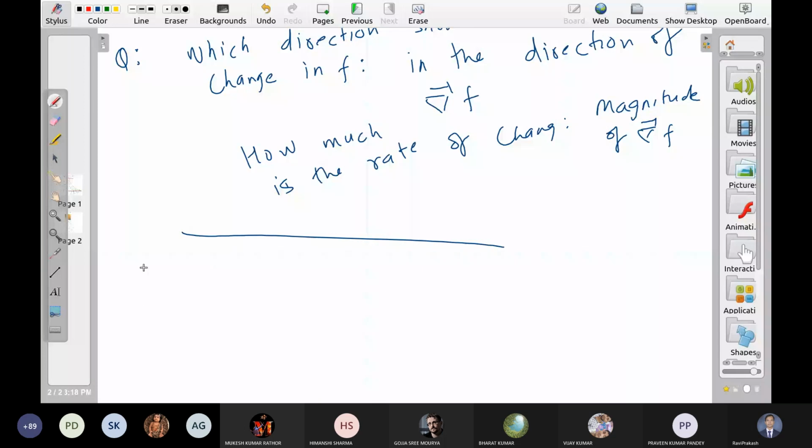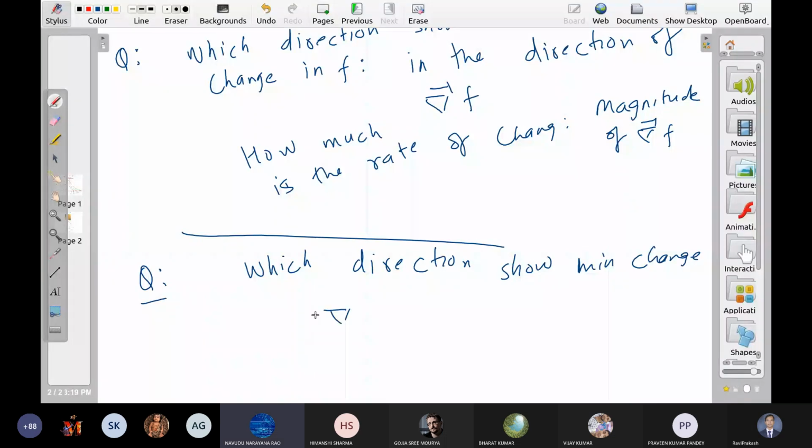Next question is obviously, which directions show minimum change? Sir, perpendicular, sir. Right. Because for minimum change, so this is delta f. It is obviously this. So if the angle between these two is 90 degrees, if delta f is perpendicular to delta r, how much is the change? Delta f is obviously 0, right?